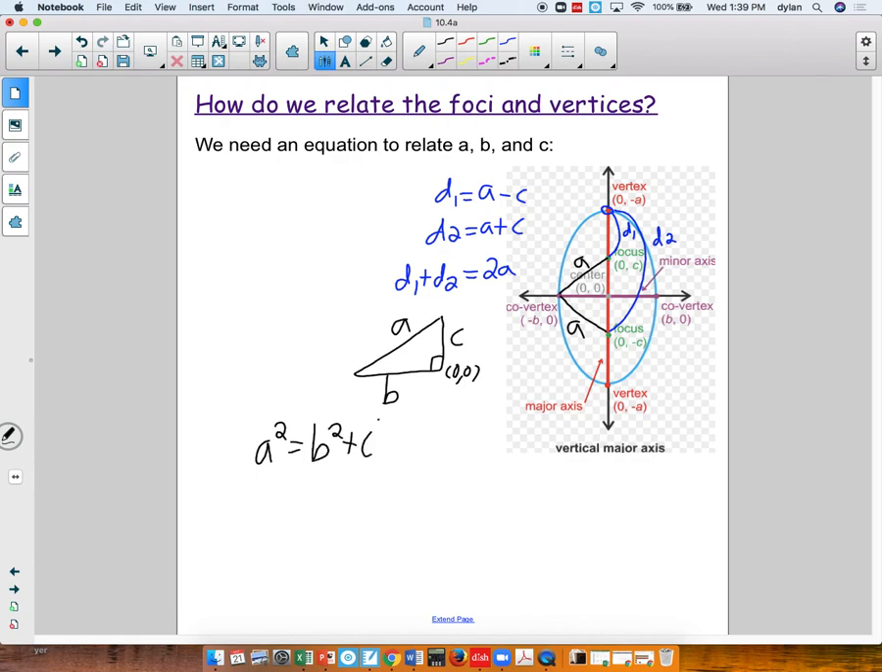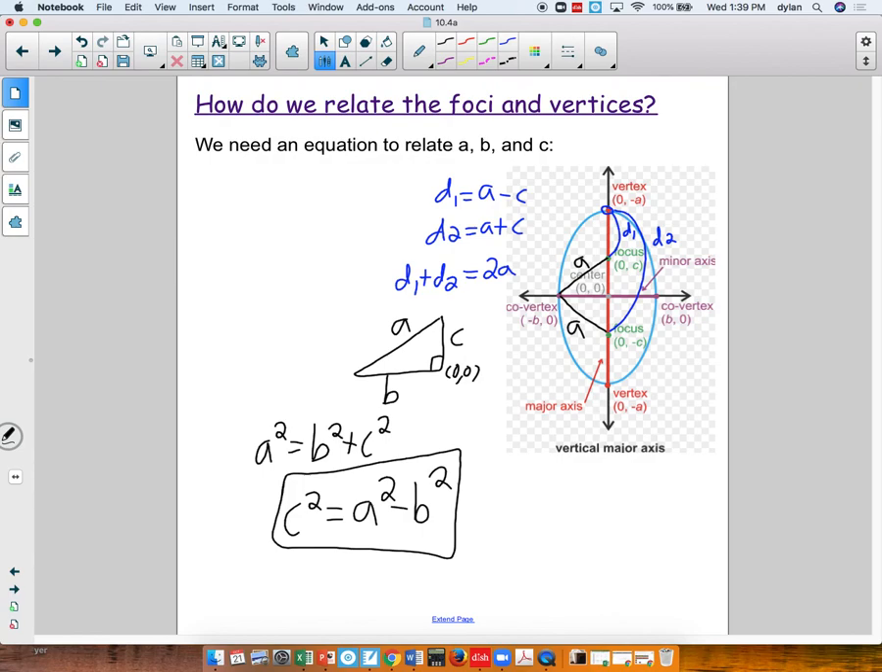Now, typically, the way this is generally thought about is we subtract b squared from both sides, and we use our equation to relate a and b, that c squared equals a squared minus b squared. So that's an equation that you're going to need, because typically we know two of the three, and we need to find the third. Students do sometimes get tripped up on this because it looks like the Pythagorean theorem, but not quite. So it's something that you really need to watch for.